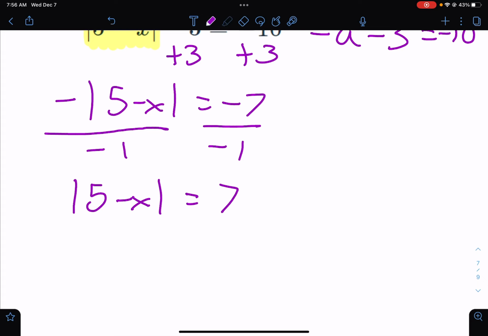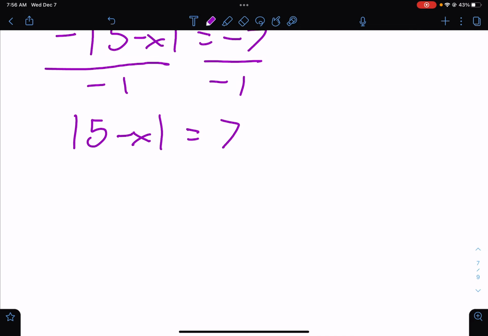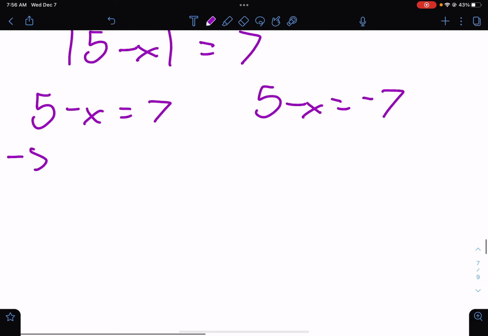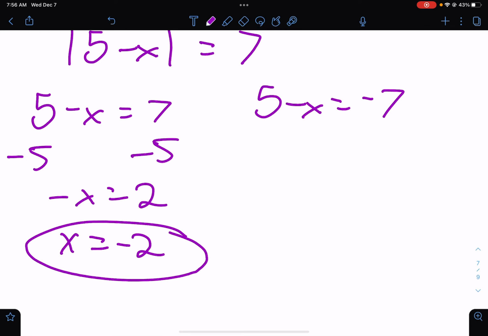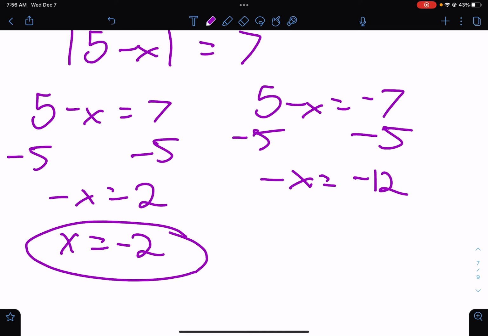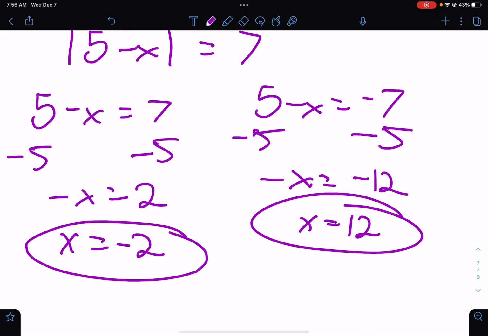Now that this absolute value is by itself, we can split it into 2. So we're going to say 5 minus x equals 7. 5 minus x equals negative 7. Okay? Minus 5, minus 5, negative x equals 2. So we end up with x equals negative 2. Minus 5, minus 5, negative x equals negative 12. X equals 12.